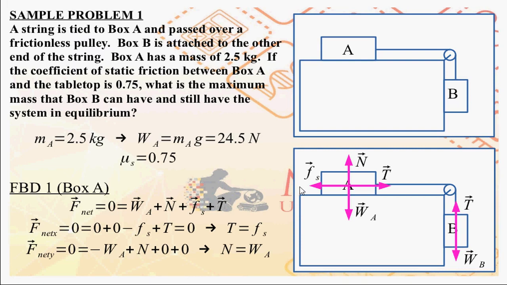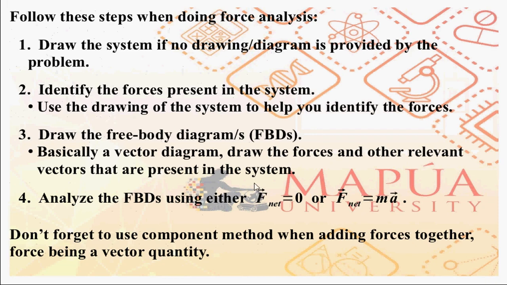Now that we have identified the forces, and in doing so, we were able to draw the free body diagram. You have two objects, object 1, object 2. You have two free body diagrams. Free body diagram 1 on box A and free body diagram 2 on box B. So analyze the free body diagrams using either Fnet is equal to 0 or Fnet is equal to MA. The problem already tells us that the system is in equilibrium state, so we set Fnet equal to 0.